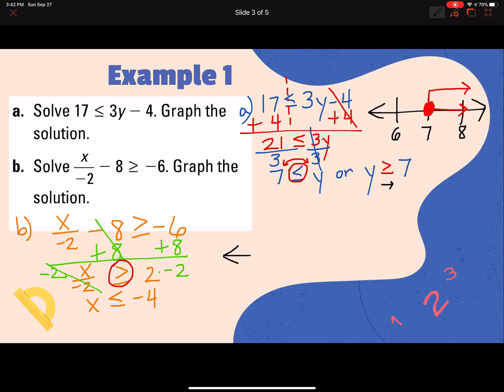We're going to come over here and create a number line, midpoint of -4, 1 to the right, 1 to the left on the negative side of the number line. Look at our inequality sign. It does include the value -4, so we're going to put a solid circle there. And we want x to be less than or equal to -4. So we are going to go to the left side with our arrow. Like I said earlier, you can pause the video at any time.